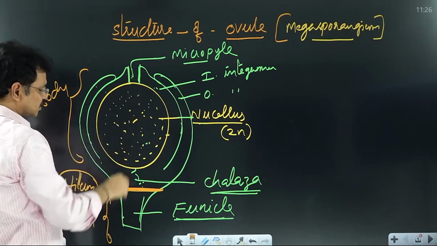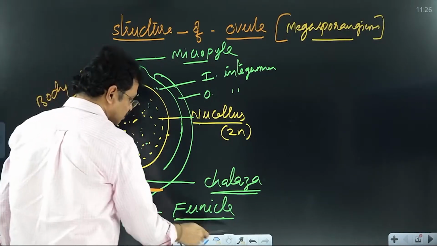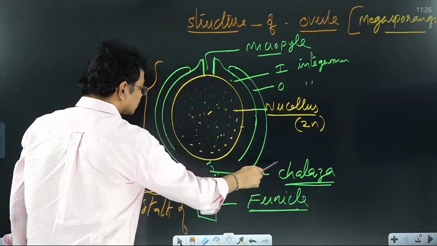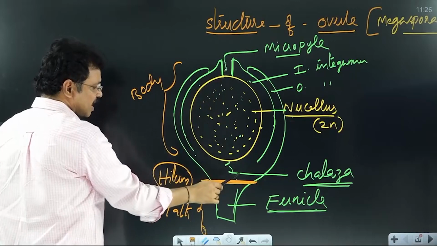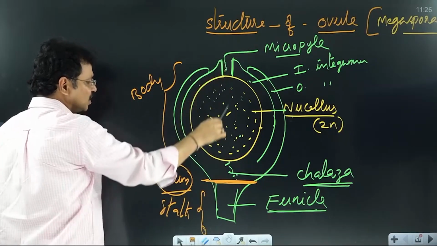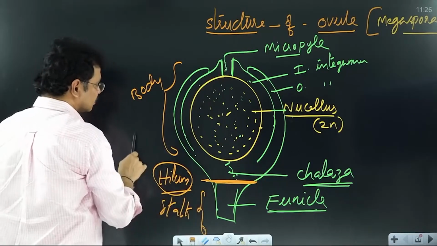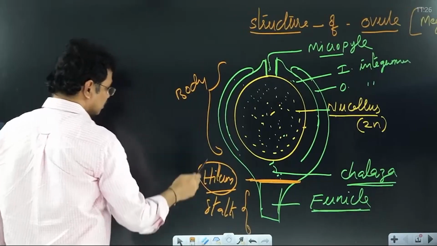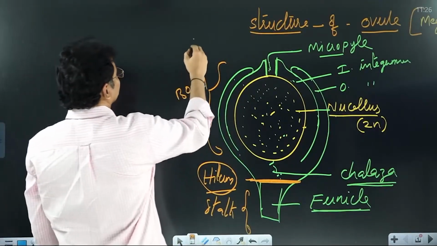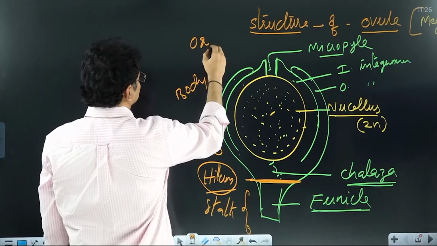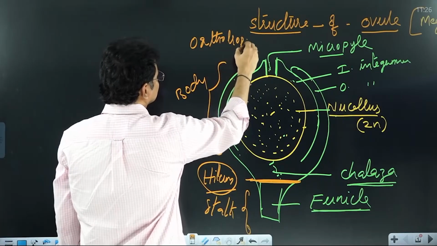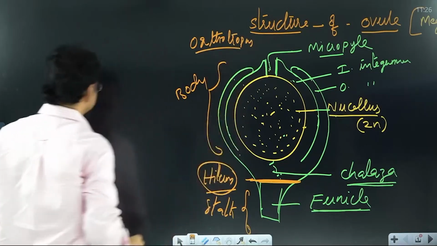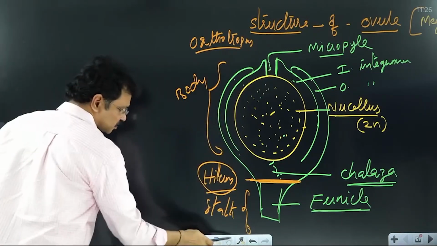These kinds of ovules are called orthotropous ovules. Ortho means straight. If the micropylar area and chalaza are in only one vertical plane, then that kind of ovule is called orthotropous. This is a rare type of ovule, found in primitive plants. But in most flowering plants, the type of ovule is the anatropous ovule.